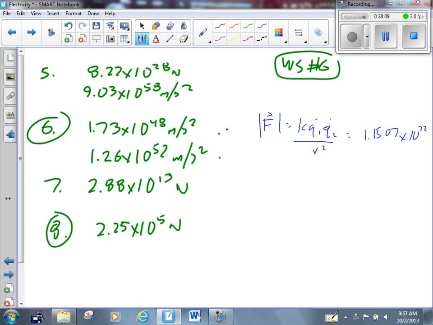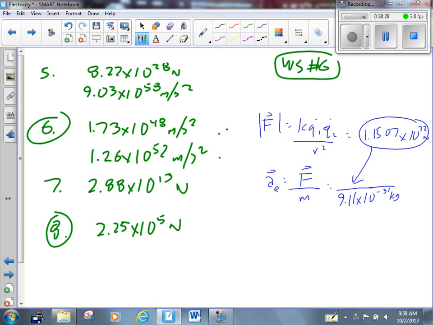Now, when she went to calculate acceleration, she recognized that she's got to do a equals F over m. When you're calculating the acceleration of the electron, it's this force divided by the mass of the electron, which is on your data sheet.